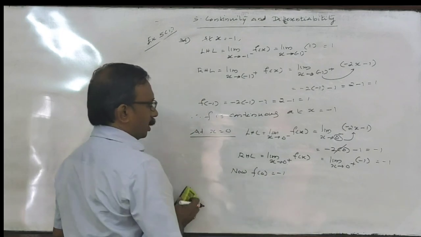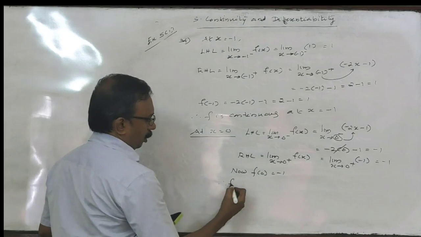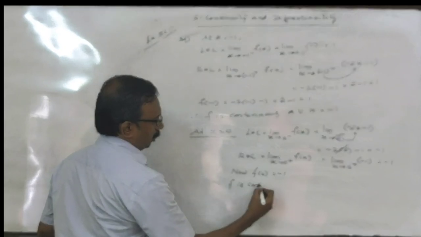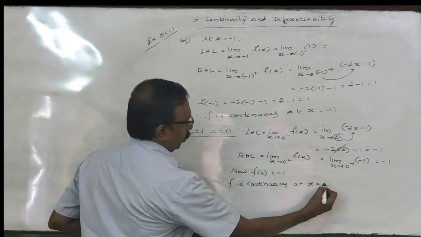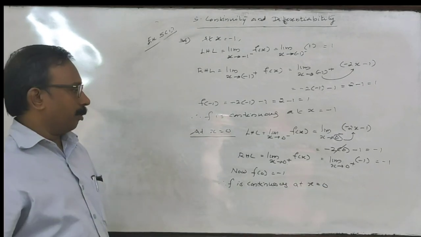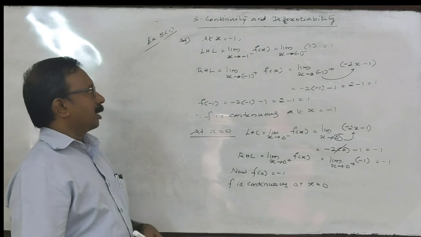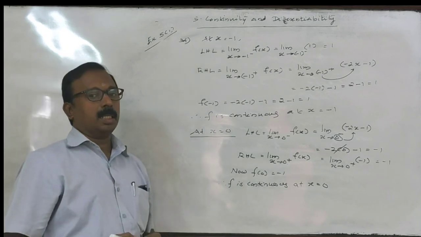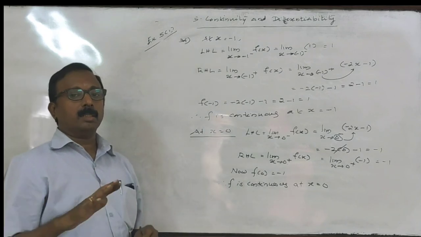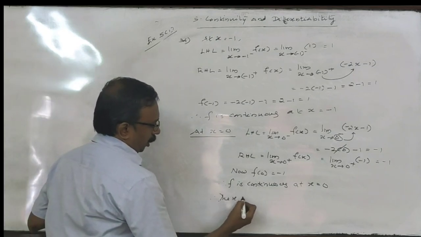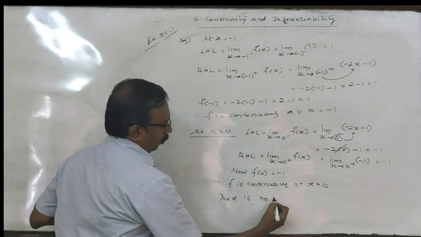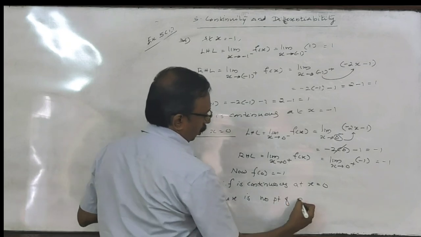Therefore, f is continuous at x is equal to 0. The function is continuous at x is equal to 0 and at x is equal to minus 1. For point of discontinuity, there is no point of discontinuity, isn't it?